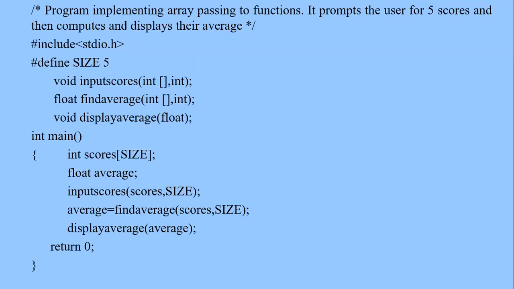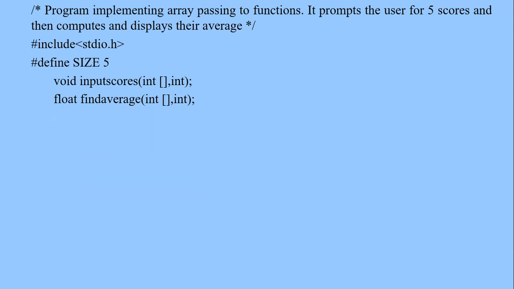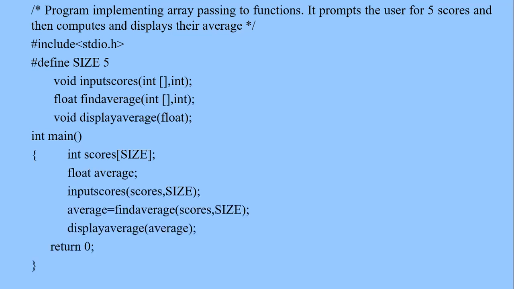So because we have already declared our prototypes up there, then the definitions for those prototypes are after the main. So the first function is input scores. It is receiving an array of type int by the name scores and size.